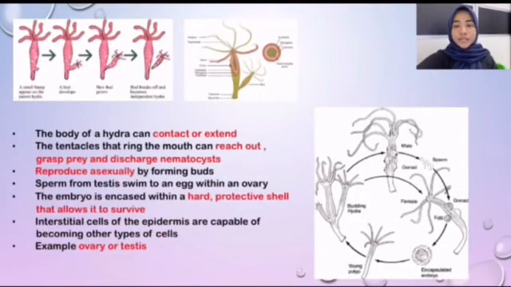The body of hydra can contract or extend. The tentacles that ring the mouth can reach out, grab prey, and also discharge nematocysts. It also reproduces asexually by forming buds. Sperm from testes swim to an egg within an ovary. The embryo is encased within a hard, protective shell that allows it to survive. Interstitial cells of the epidermis are capable of becoming other types of cells, for example, ovary or testes.